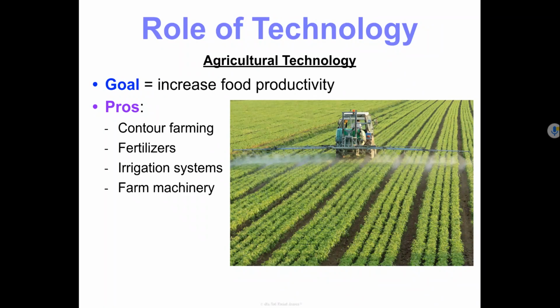Another pro of agricultural technology is farm machinery. Farm machinery helps with all the other pros that I just described. But there are cons, and one of the cons is the fertilizers.